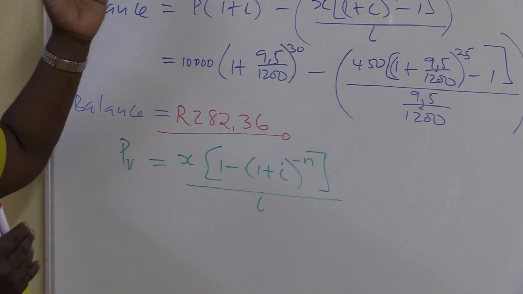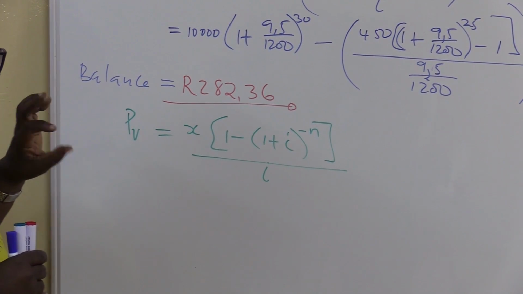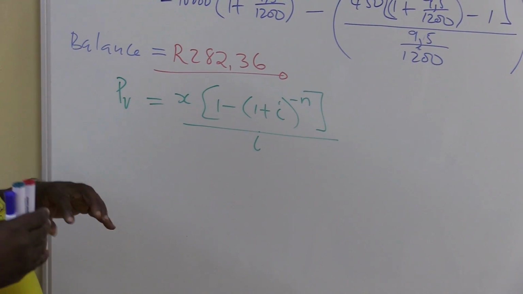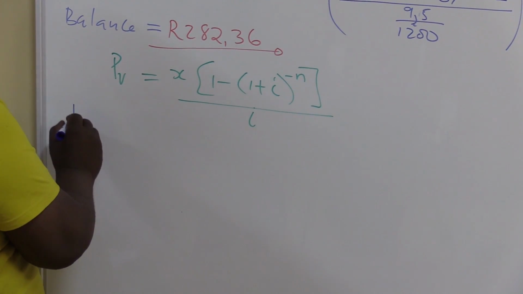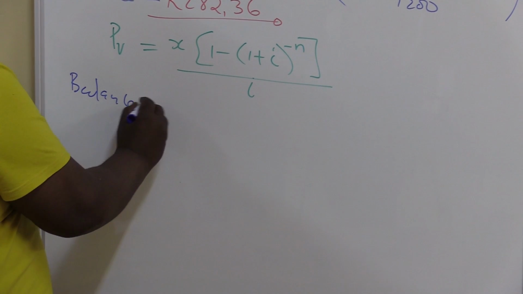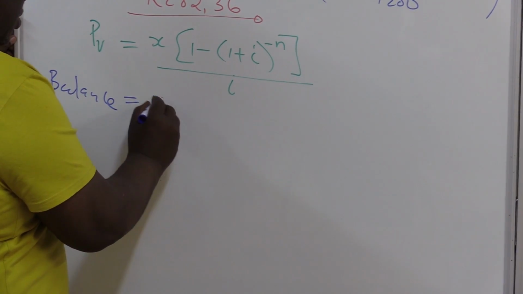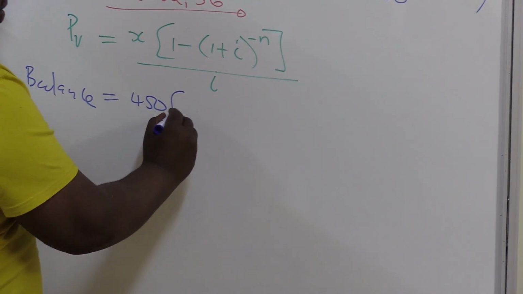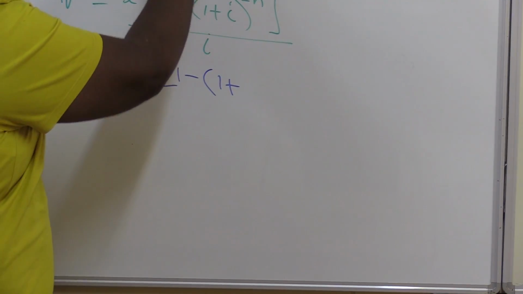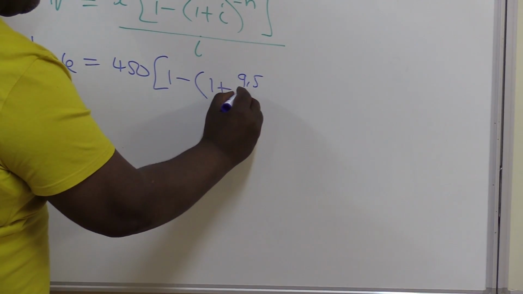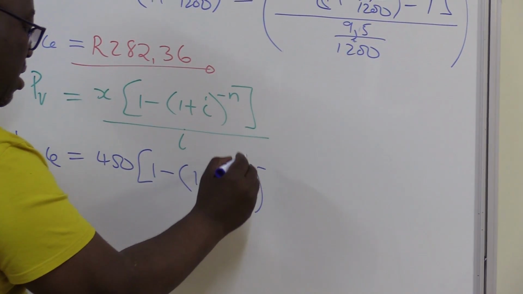The question is, what is the balance of the loan immediately after Timothy has made 25 payments? We are looking for the balance of the loan. So this PV becomes the balance. So my balance in this particular case will be equal to, do I know the installments? Yes, the installments of this loan were 450. So it's 450 into 1 minus 1 plus the interest rate, in this case 9.5 over 1,200. You close that, minus n.